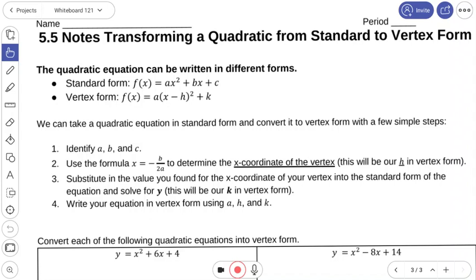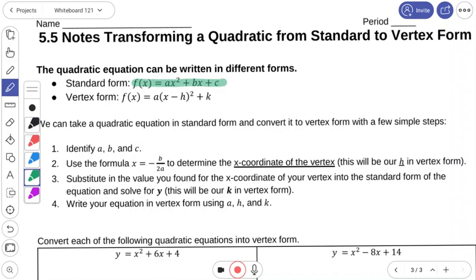Okay, guys, we're going to talk about transforming a quadratic equation from standard form to vertex form. So let's just review from last semester. Our standard form of a quadratic equation is just f of x equals ax squared plus bx plus c. And then vertex form of the exact same equation would be f of x equals a times (x minus h) squared plus k. And all of those variables mean something different, right?